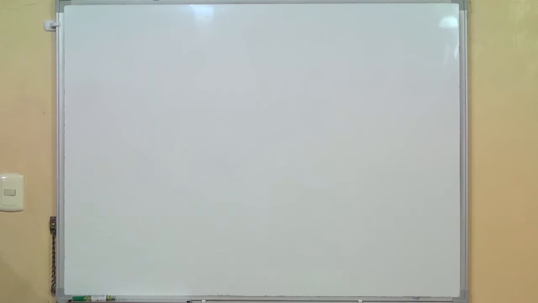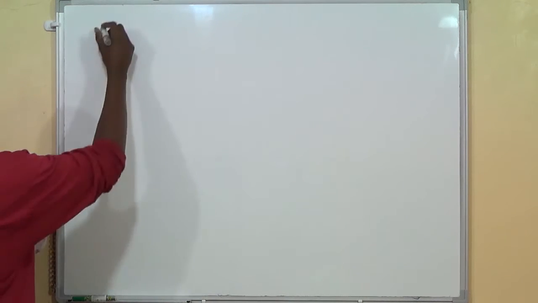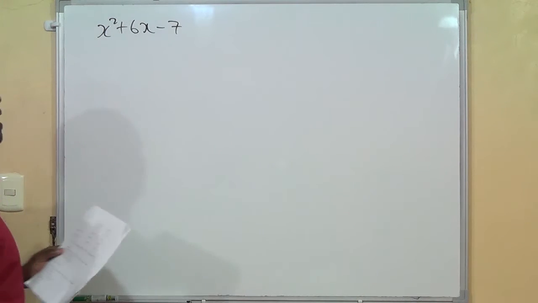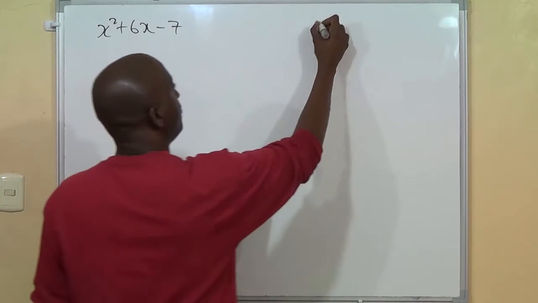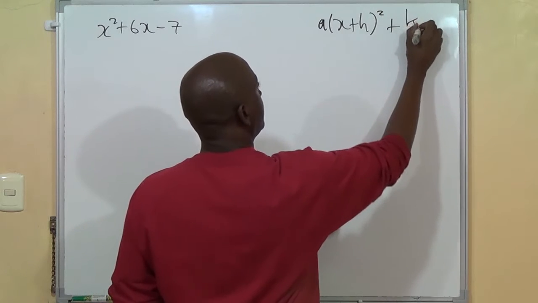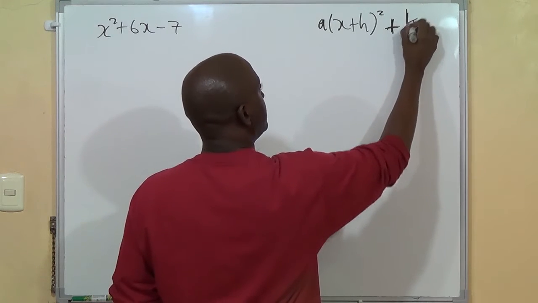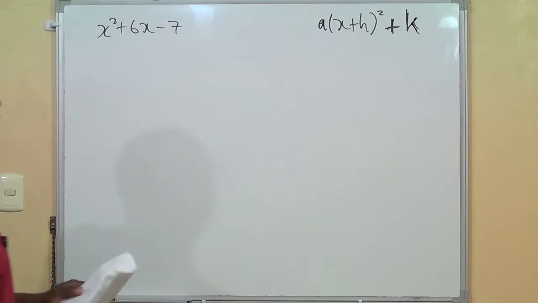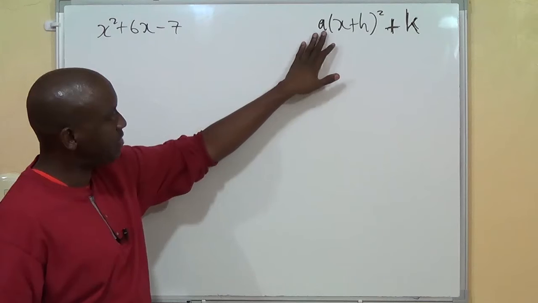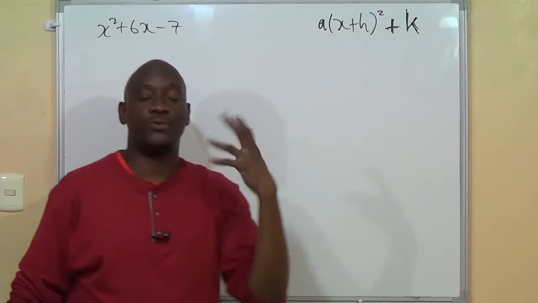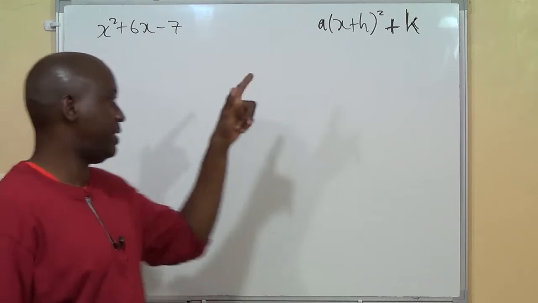So suppose we get an expression and they ask us to express, let us say, x squared plus 6x minus 7, and they want us to express that in the form a into x plus h squared plus k, right? Remember, this is the vertex form that we started off with, right? And of course, they will usually ask you to state the value of a, state the value of h, and state the value of k, where those three values are constants in the vertex form.